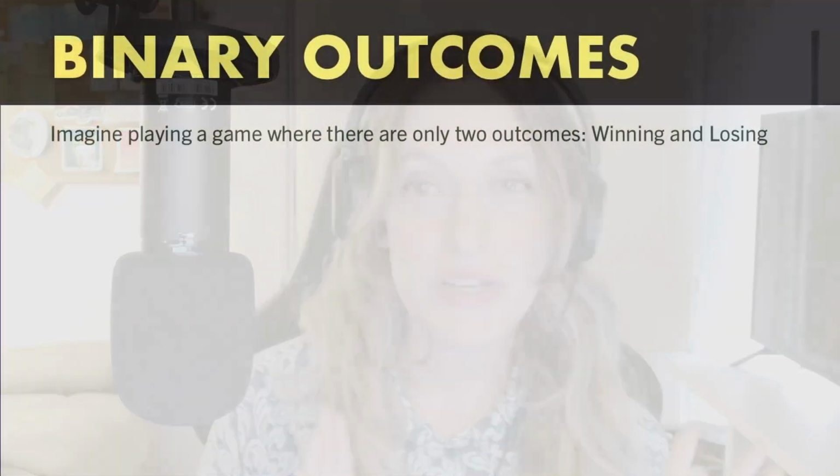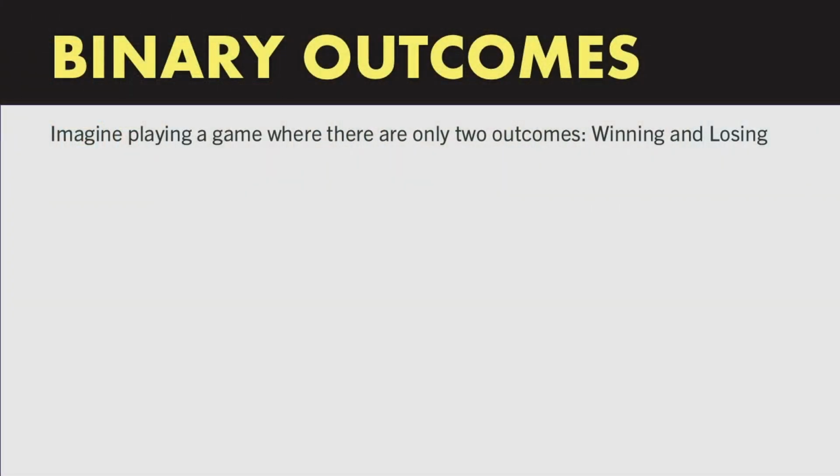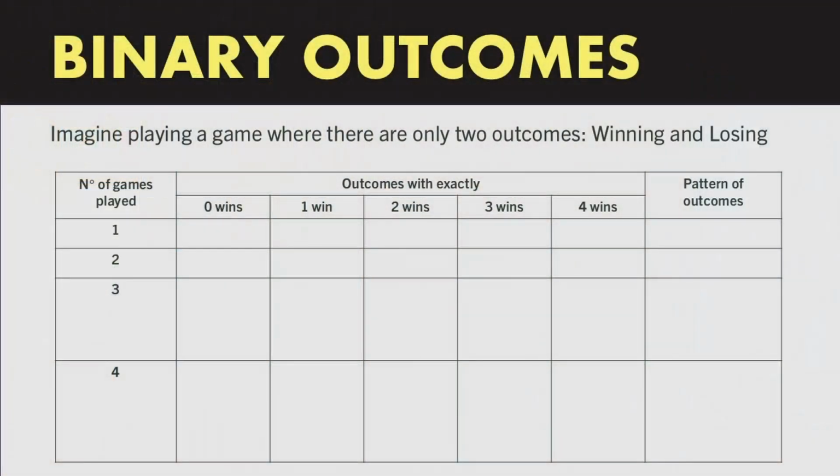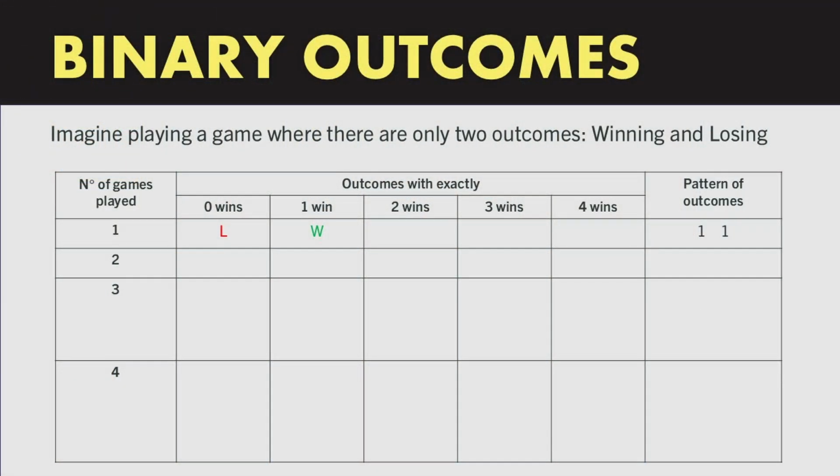Imagine you're playing a game, and there are only two possibilities, winning or losing. We're going to imagine we play this game several times, and we are going to represent in this table the number of games we play, the possible outcomes with 0 wins, 1 win, 2 wins, depending on how many times we play. And then we're going to analyze the pattern of those outcomes, and we're going to realize something interesting happens. So let's say you play this game once, and remember, you can either win or lose. So you could either win 0 times, so you lose, or you could win 1 time.